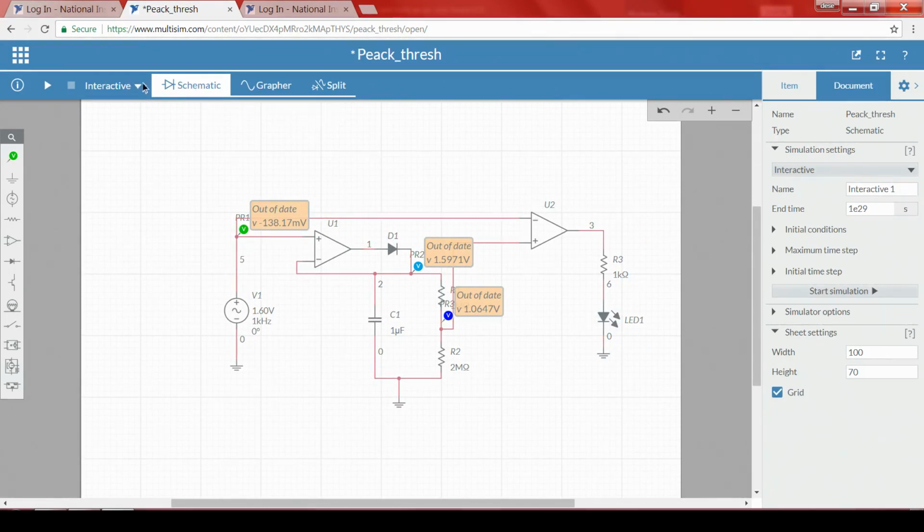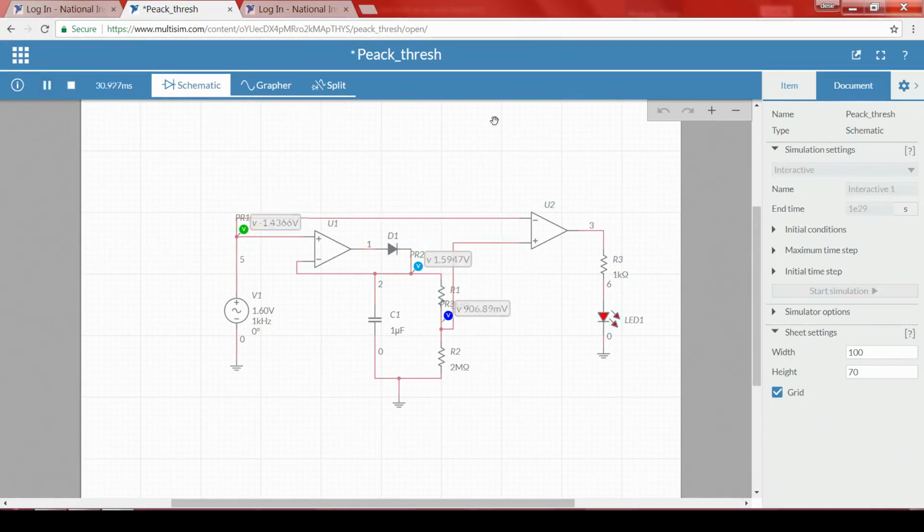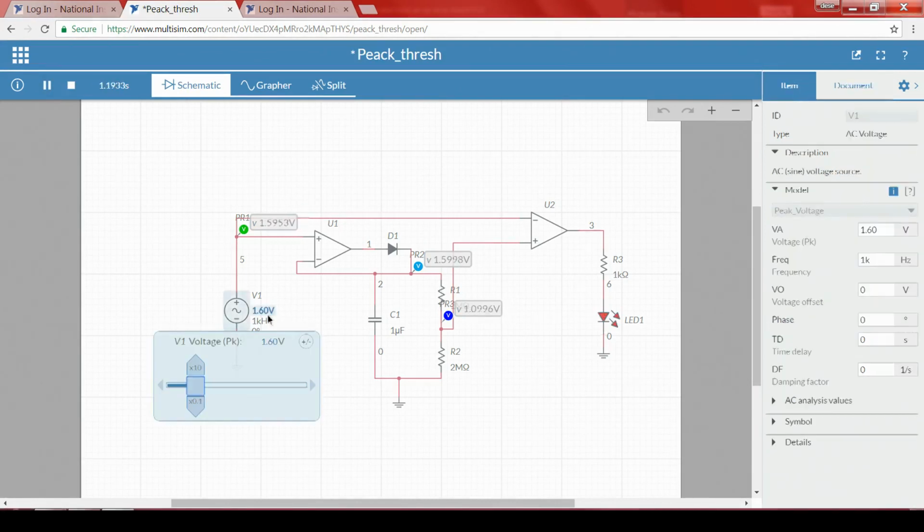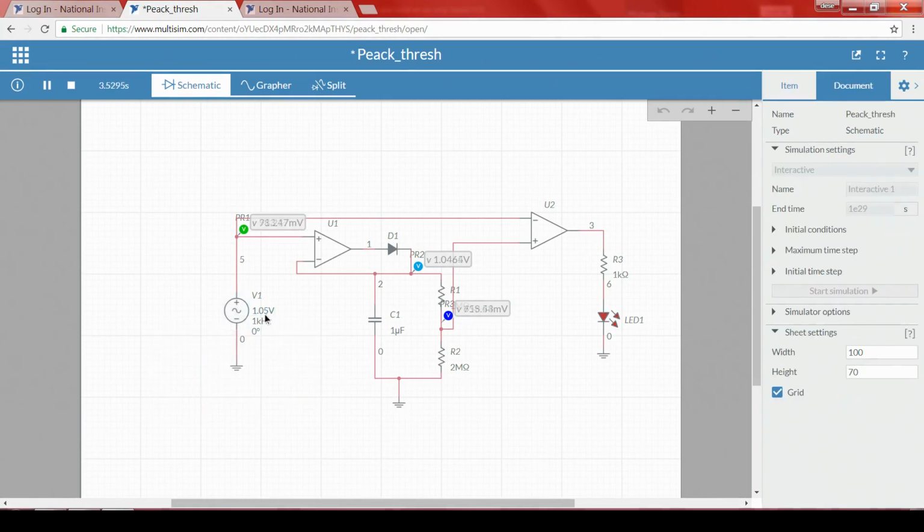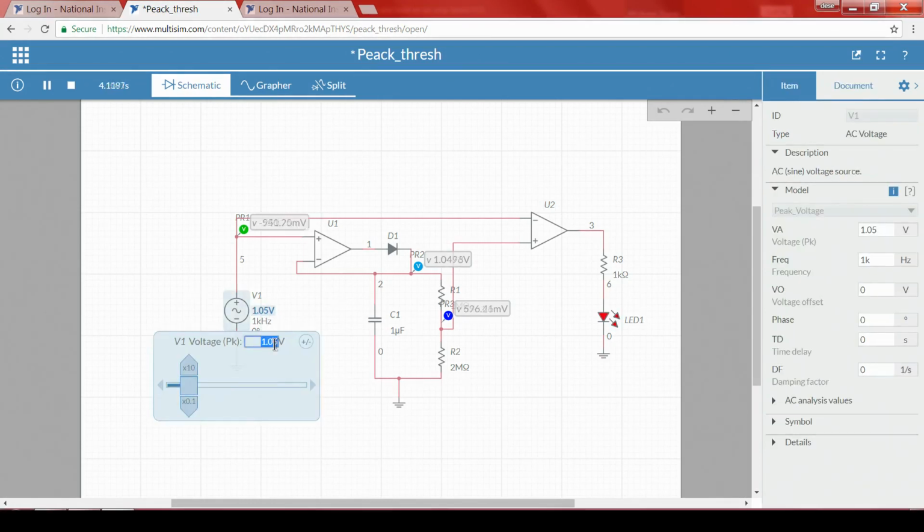Now, let me run it. Since the frequency is very high, we can see it is continuously glowing. So, let me make the input 1 volt, okay. Then this one, let me decrease the frequency. We have to analyze. 100 hertz is also too high to understand. So, let me make it 50, even that is too much, 30.